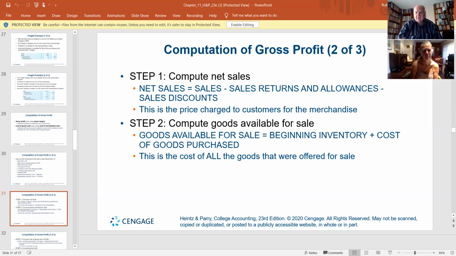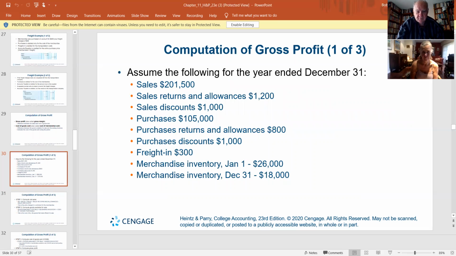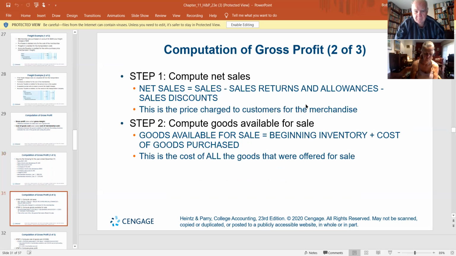So we start with these 4 steps. Step 1, compute the net sales. So the net sales would be the sales minus the returns and allowances and discounts. So we'd start our financial statement off by saying gross sales, 201,500, less sales returns and allowances, less sales discount. That'll give us our net sales, okay? Now we have to come up with the cost of goods sold, okay?